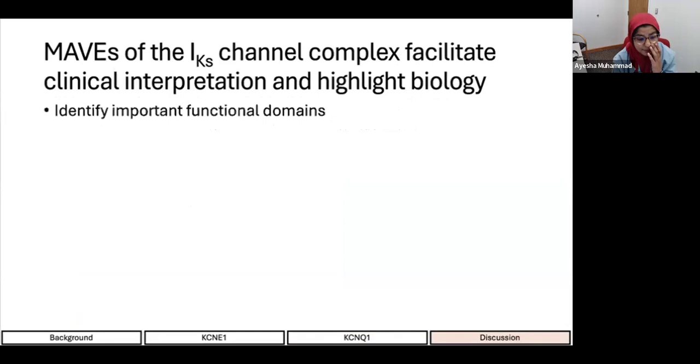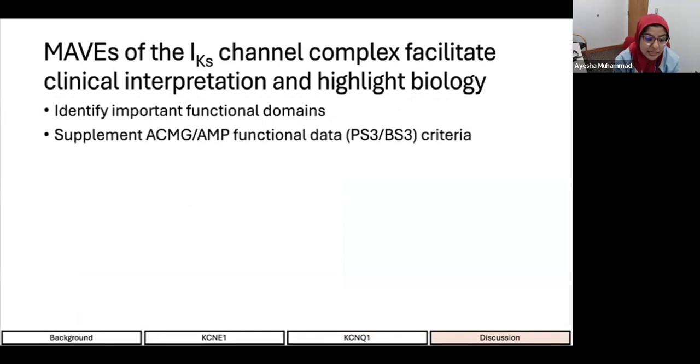So hopefully I've convinced you that MAVEs of the IKs channel complex facilitate clinical interpretation and highlight biology. They identify important functional domains. They supplement the ACMG AMP functional criteria, but there are certain limitations.